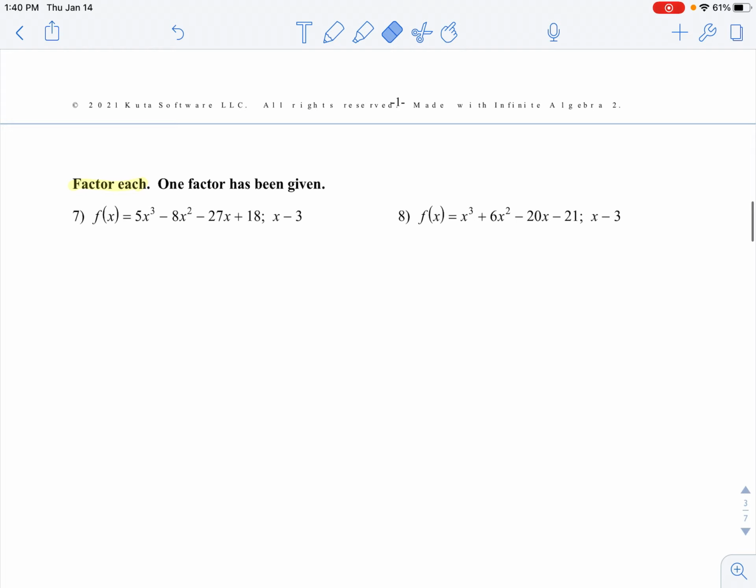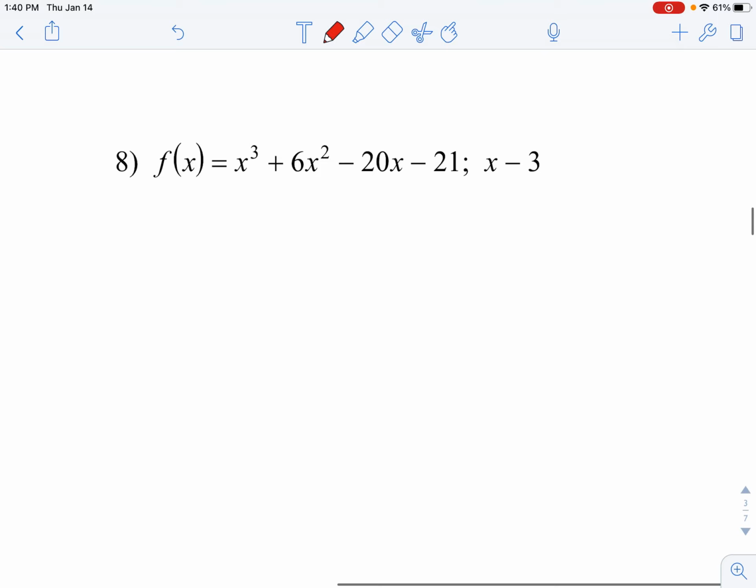So we are asked to factor each of these polynomials, and one factor has been given. So in number 8, this is the given polynomial, and x minus 3 is a given factor.